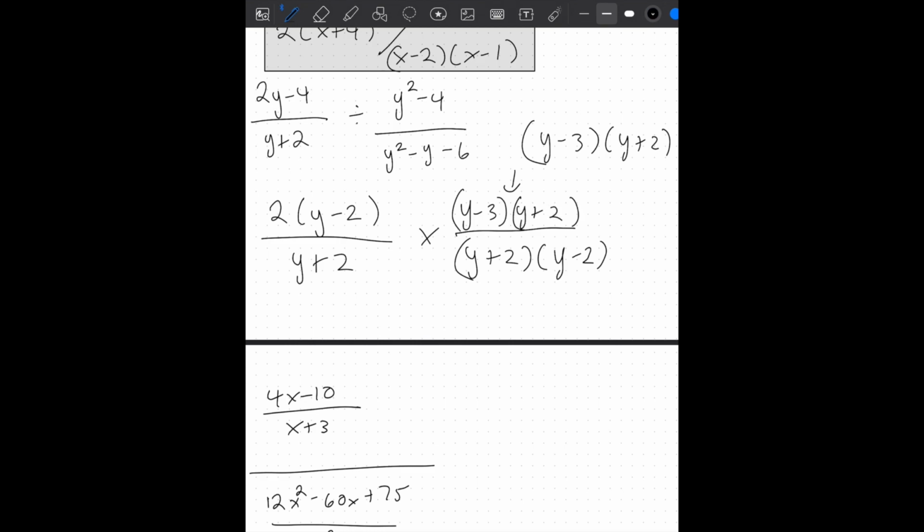I highly recommend, if you're having trouble with factoring, practice that, because that's a super important skill for math in pre-calc 11 as well as 12 as well as calculus. So now that I did all of that, this would become 2 times y minus 3 all over y plus 2.